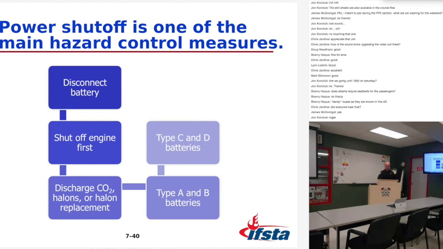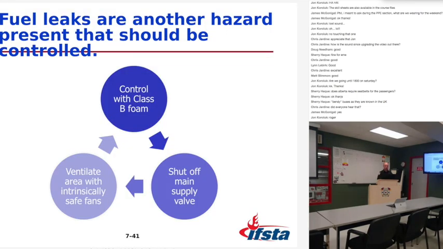Type A and B batteries are located in the engine compartment. A separate battery for the handicap lift will not interrupt power to the engine. Type C and D batteries are located under the hood or in a separate compartment on the driver's side. Use a hex key or Allen wrench if needed. Fuel leaks: control with Class B foam and shut off the main supply valve to interrupt the flow. Ventilate the area with intrinsically safe fans in case of LPG or LNG if needed.